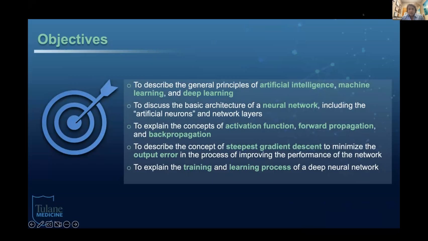So today we're going to describe the general principles of artificial intelligence, machine learning, and deep learning. We'll discuss the basic architecture of a neural network, including artificial neurons and network layers. We'll explain the concepts of activation function, forward propagation, and back propagation. We'll describe the concept of steepest gradient descent to minimize output error in the process of improving the performance of a network. And we'll go through some of the training and learning process of a deep neural network.